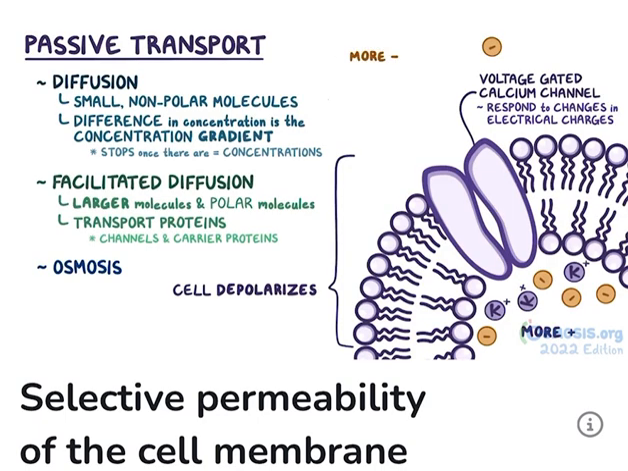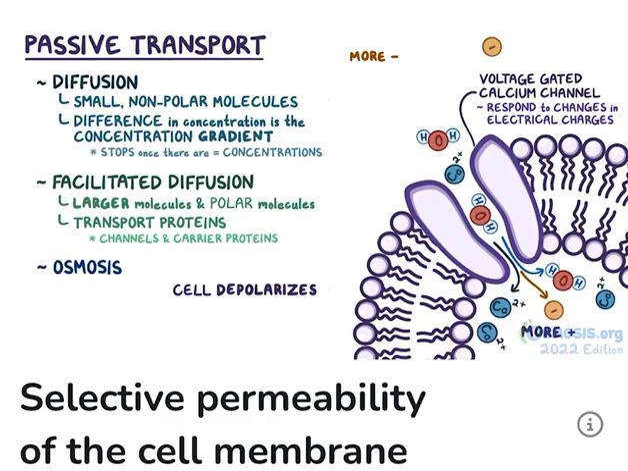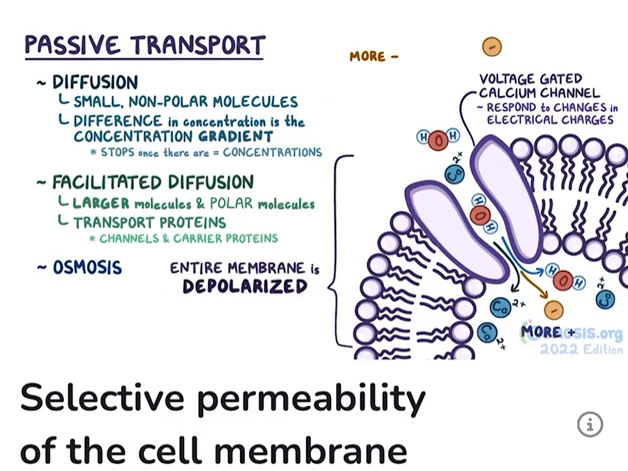This change in the distribution of electrical charges makes the voltage-gated calcium channels open and allow water, a lot of calcium ions, and a few sodium ions inside the cell. When the entire membrane is depolarized, the channels close back up and inflow stops.